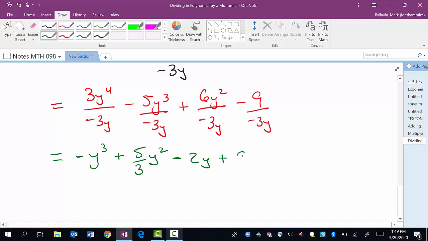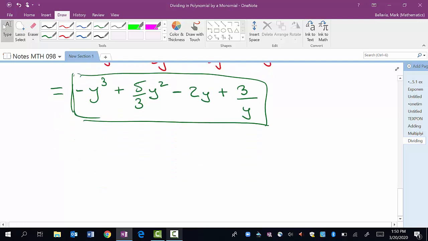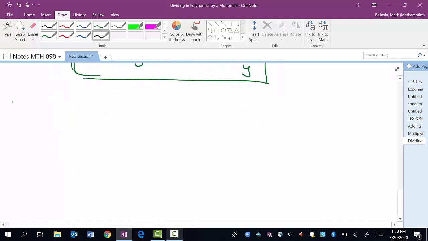And then the last term, a negative divided by a negative makes us a positive. 9 divided by 3 gives me 3. Since I didn't use the y at all, it's going to stay where it was, staying in the denominator. And since there are no negative exponents, we can leave everything just as is. All right, and we'll just take a look at one more.